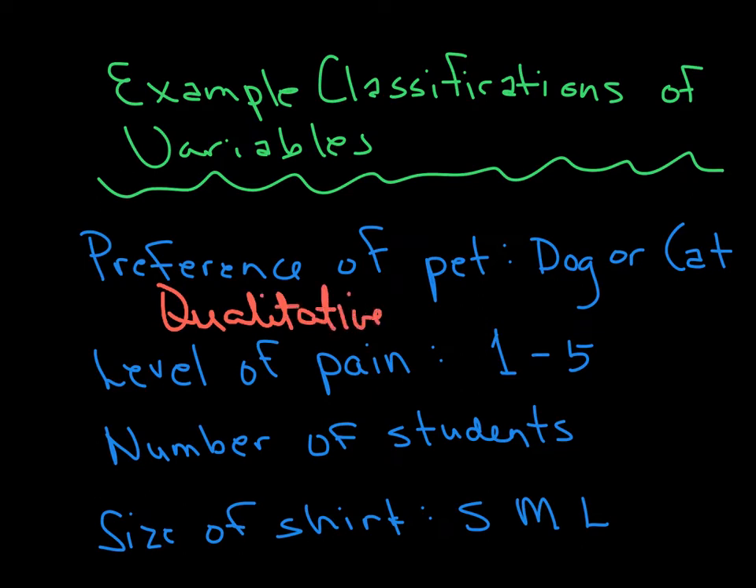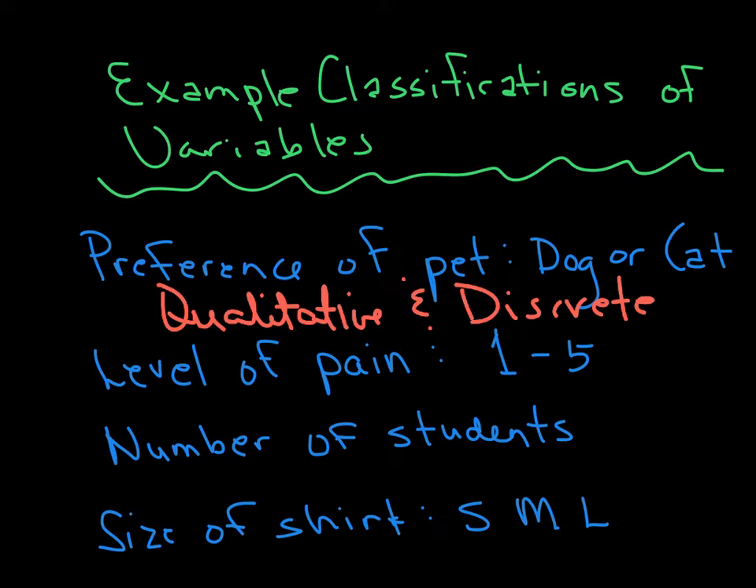And then we have to choose between discrete or continuous. Since it's just categories, dog or cat, there's no numerical values attached to it, no possibility for decimals or fractions, we're going to have discrete. So we would choose qualitative and discrete for our classifications.